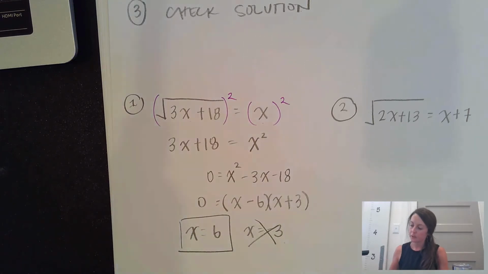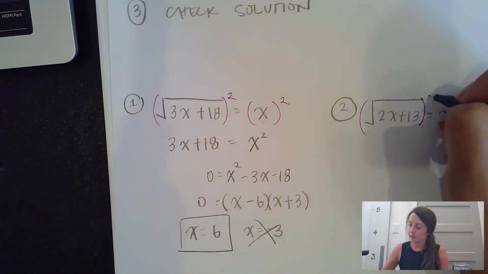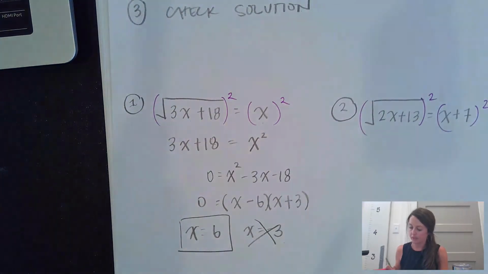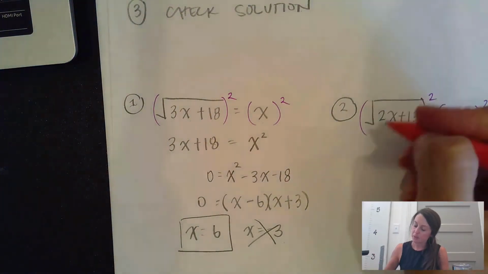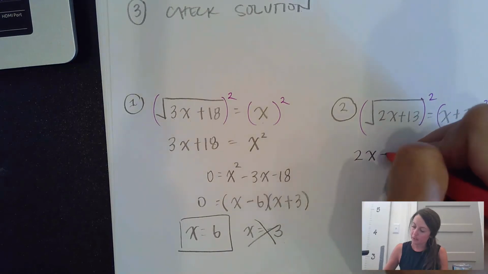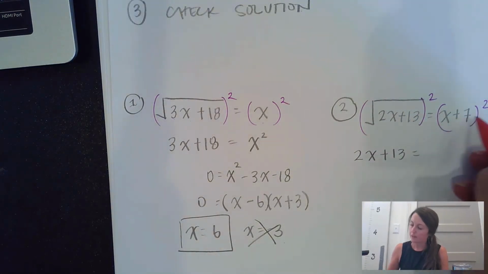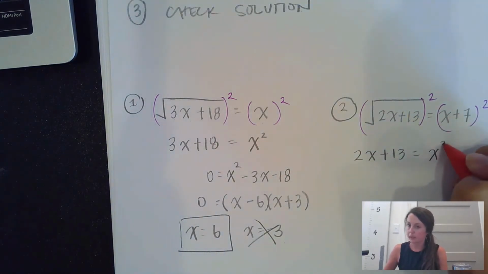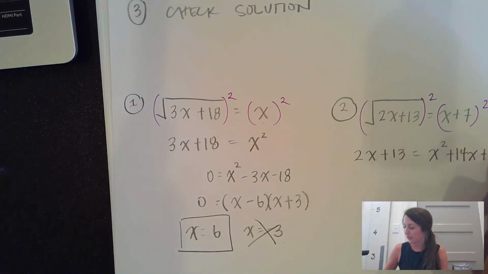Alright, so let's look at this one. The radical is already isolated, so we will square both sides here. When we square both sides, the radical goes away, so I'll be left with 2x plus 13. And this is x plus 7 squared, so that'll be what? x squared plus 14x plus 49.